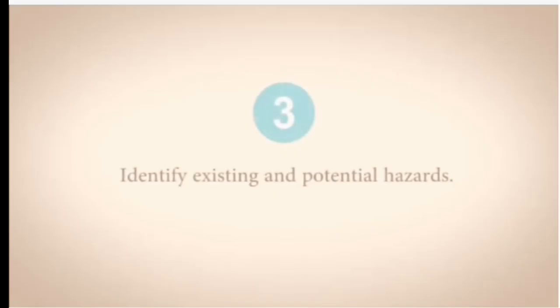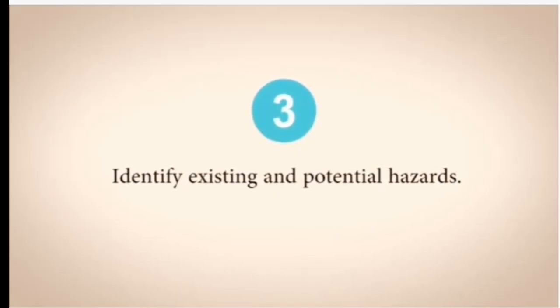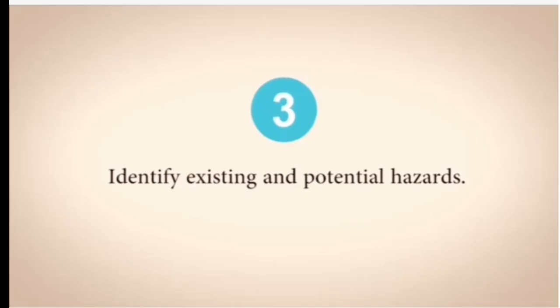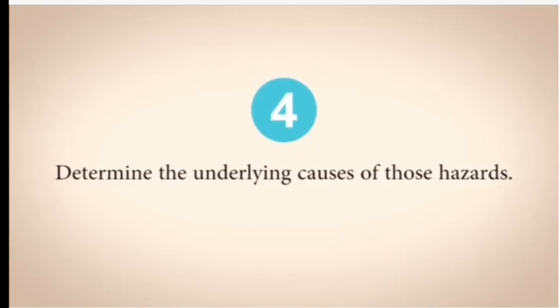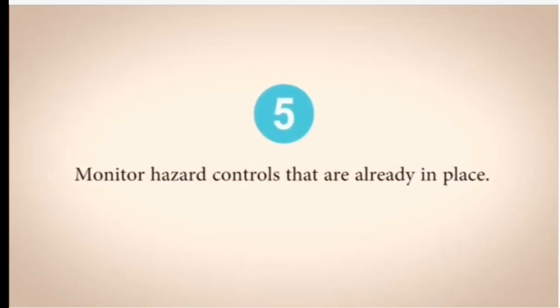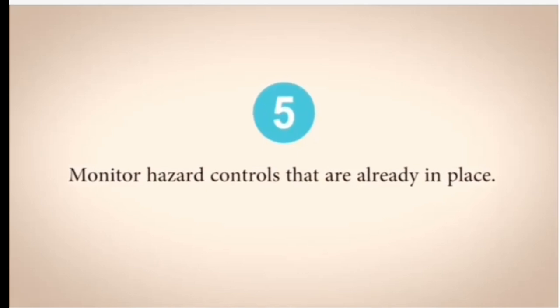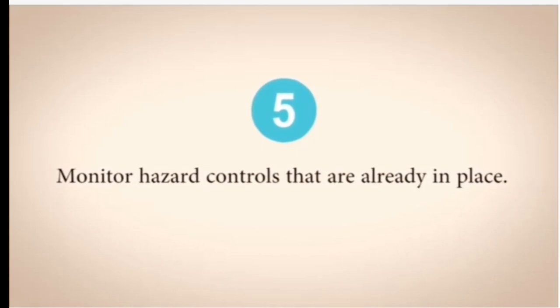3. Identify existing and potential hazards. Don't stop at the ones that you see. Go deeper and find hazards that haven't yet come to the surface. 4. Determine the underlying causes of those hazards. Find out what's causing them. 5. Monitor hazard controls that are already in place. This includes personal protective equipment, engineering controls, policies, and procedures.